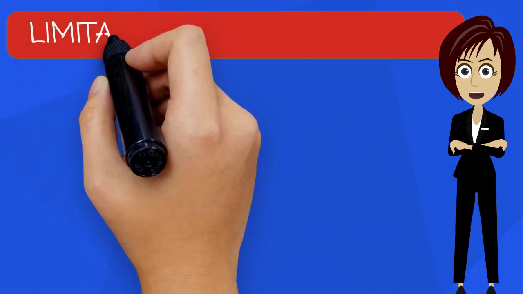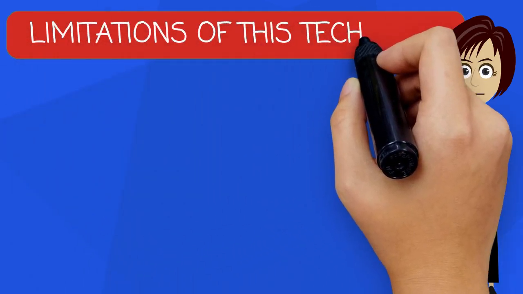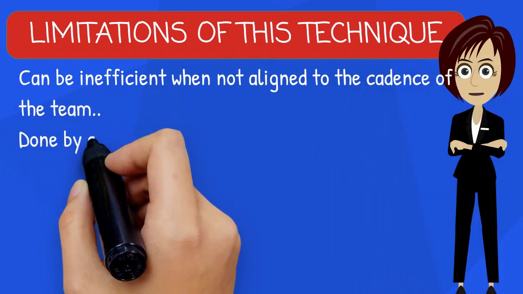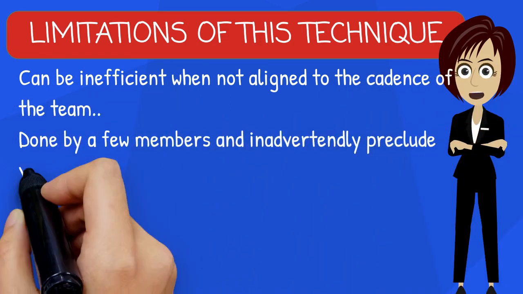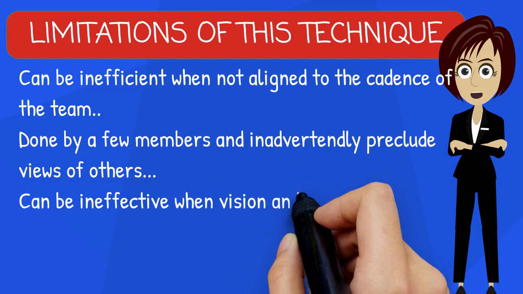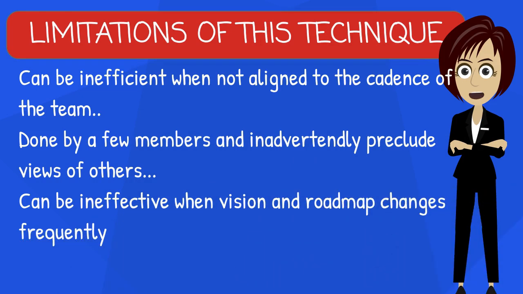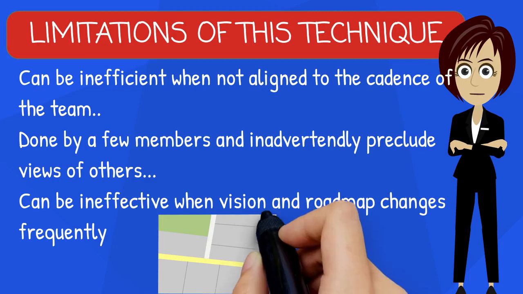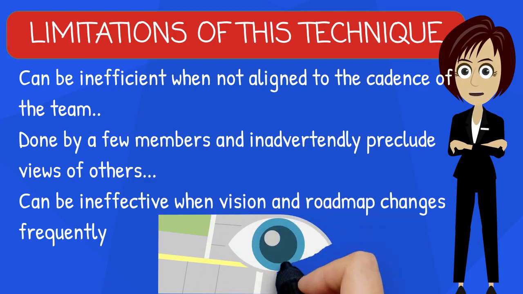Some of the limitations of this technique include: it can be inefficient when it's not aligned to the cadence of the team. If the team reviews the backlog daily, as in a flow approach, then refinement should happen whenever a new backlog item is added. If the team reviews the backlog incrementally, then refinement should happen several days before a planning meeting.